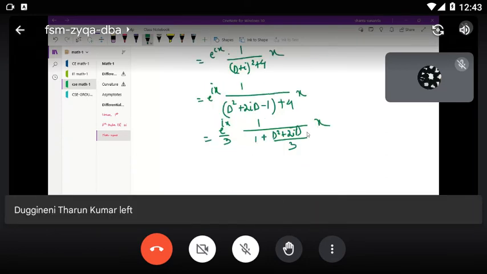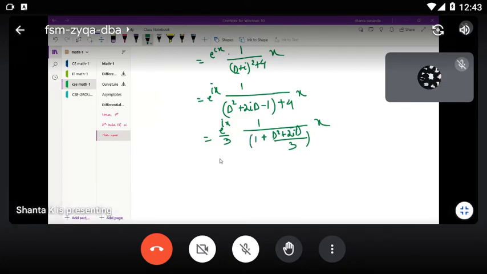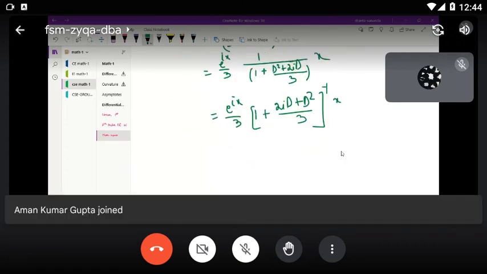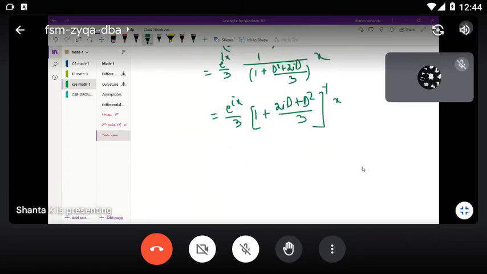Now we will go for the binomial expansion as I told you. For the algebraic function, we go for the binomial expansion. 1 plus 2iD plus D square by 3. You see, we have only one power of x, so only D will work. For D square or higher powers, it goes to 0. It's a differential operator: once you differentiate, you get 1, and the second differentiation gives you 0.